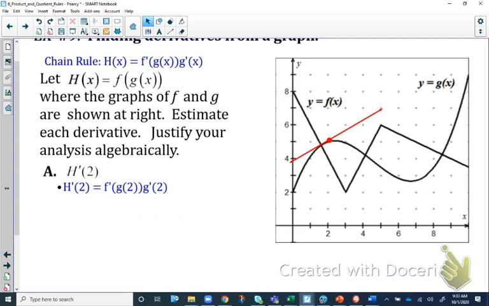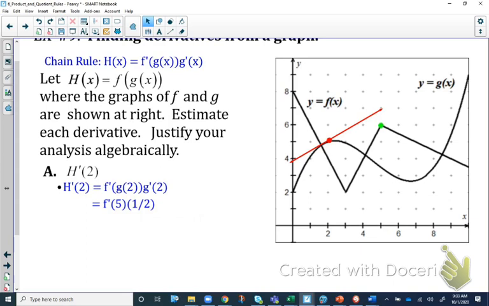except instead of looking at numbers that were given to you, now you have to figure out what the numbers are. So here, g prime of 2 is going to be the slope of function g at x equals 2, or the slope of the tangent line of function g at x equals 2. And here, g of 2 gives us an output of 5, so the slope of the tangent line at x equals 2, that's about a 1/2. That's what that red line is.